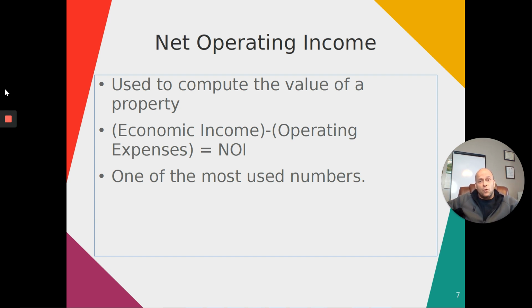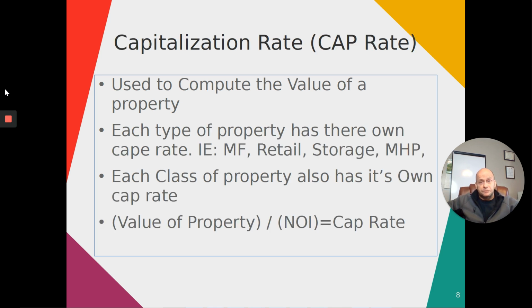Net operating income, or NOI for short, is found by subtracting the operating expenses from the economic income. NOI, though a simple number, is a very important frequently used number.